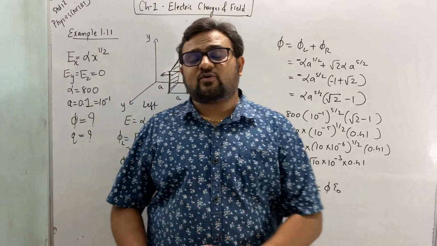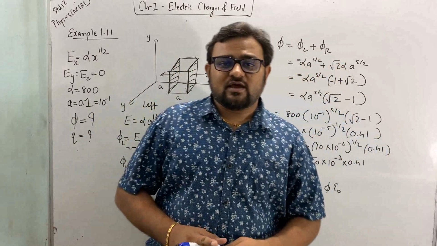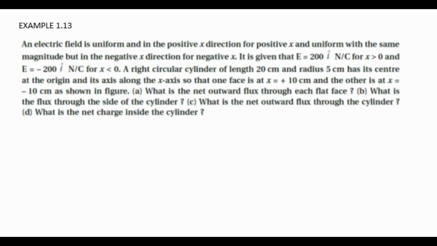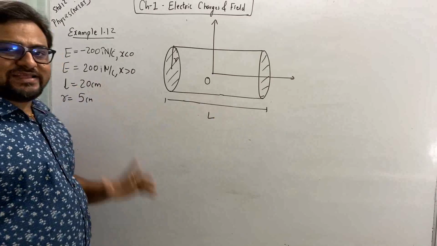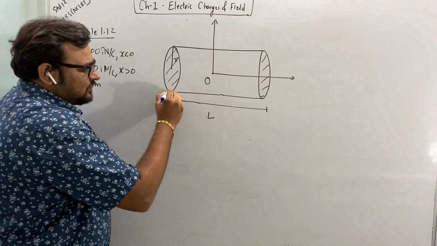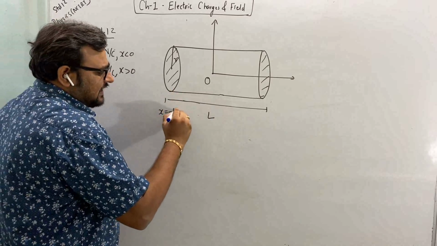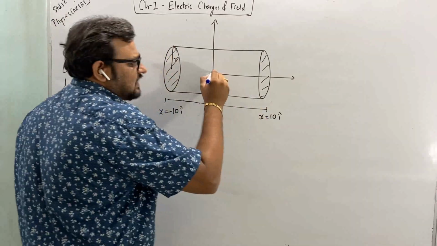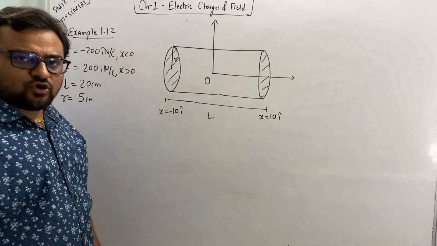Okay, so that was about example 1.11. Now let's move to example number 1.12. Length is given as 20 centimeter. So this point will be minus 10i and this will be plus 10i, because this is the origin.